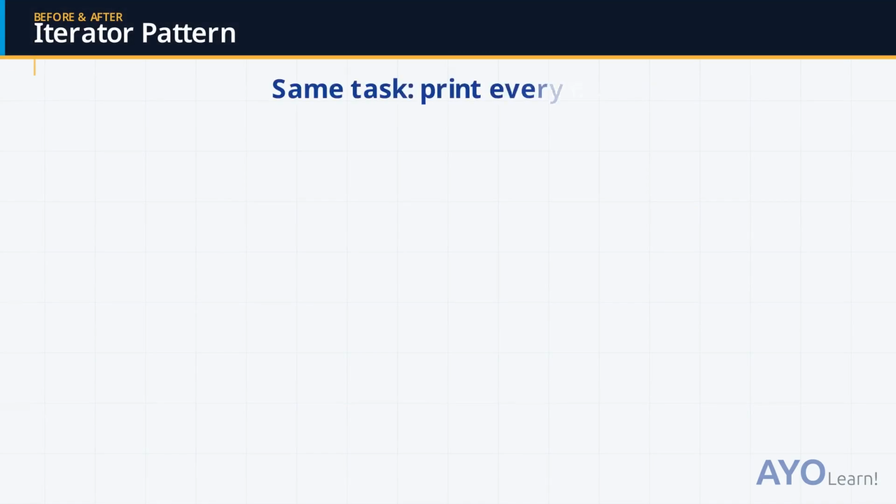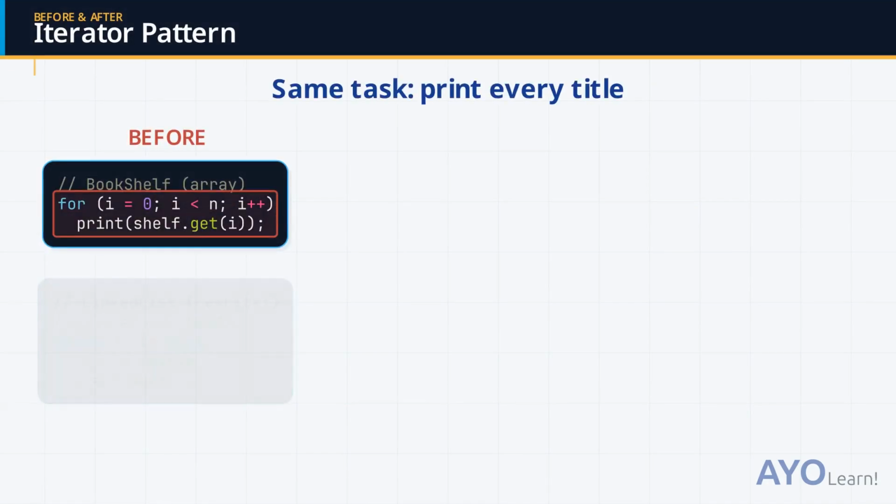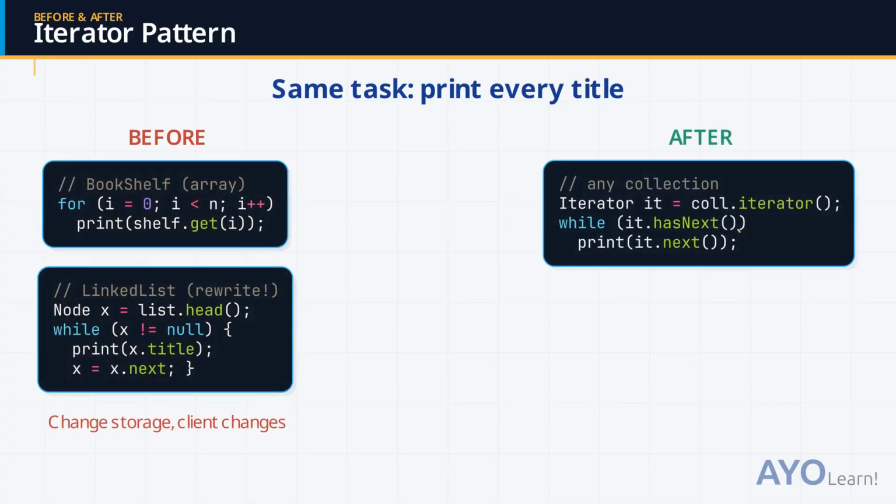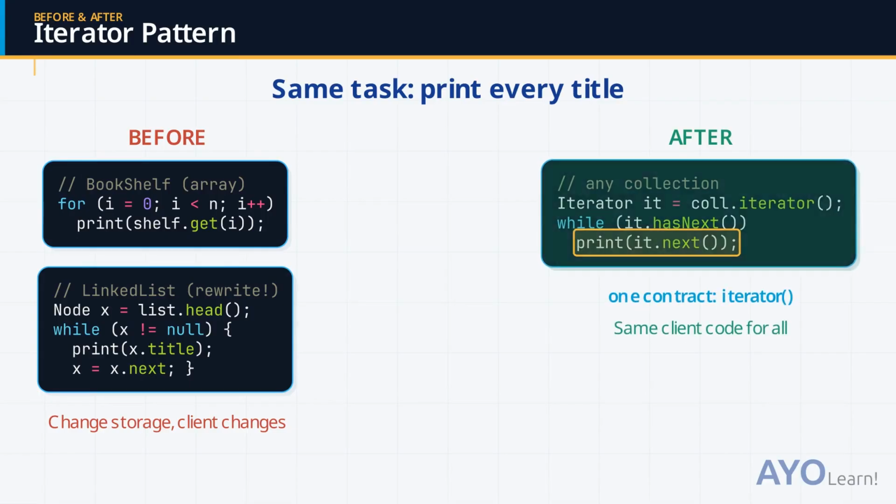Watch the same task. Print every title. The first version ties an index loop straight to bookshelf's array, then must be rewritten for a linked list. Every storage change forces the client to change. The second version needs just one loop using an iterator. Identical client code drives both, because each collection hands back its own iterator.